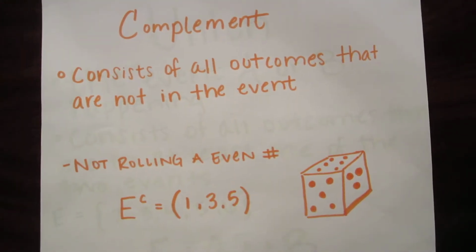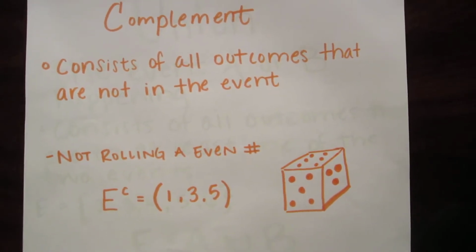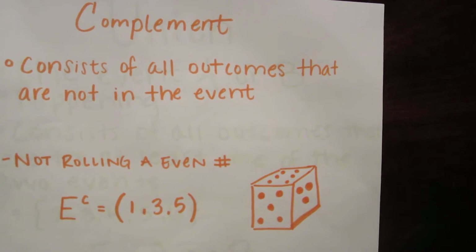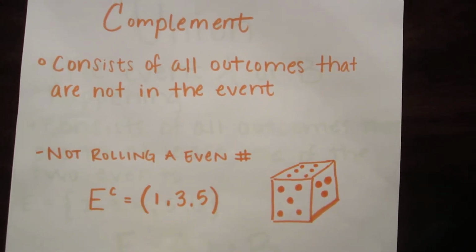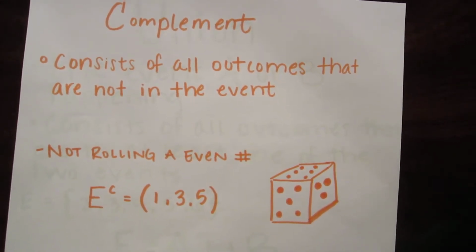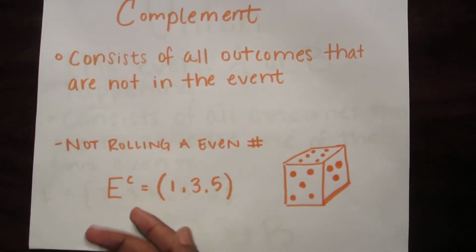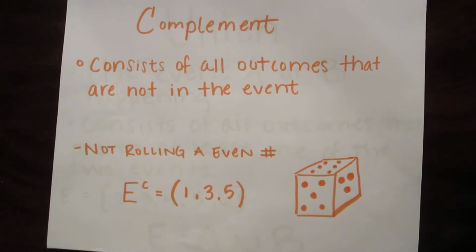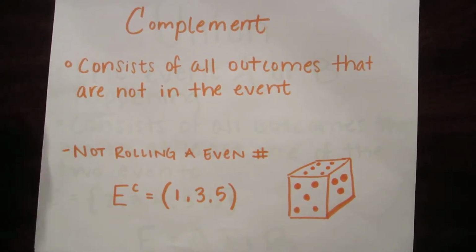Sorry. Complement: the event not A consists of all experimental outcomes that are not in event A. Not A is sometimes called the complement of A. In this example, we have E, so it will be the complement of E, and is usually denoted by AC, or in our case, EC. So not rolling an even number. The outcomes would be 1, 3, and 5 because those 3 numbers are not even.